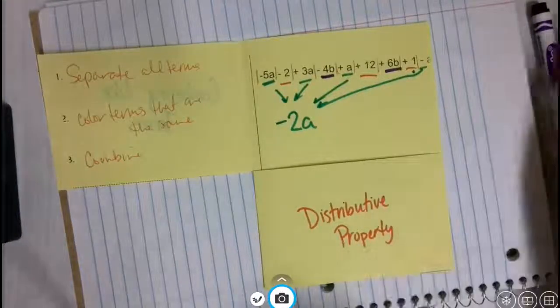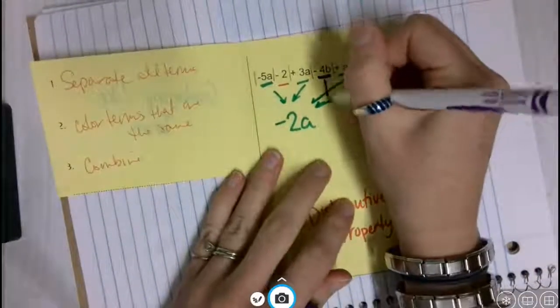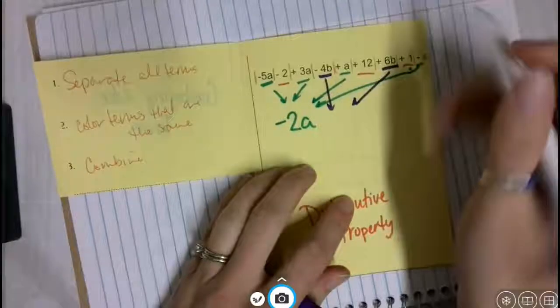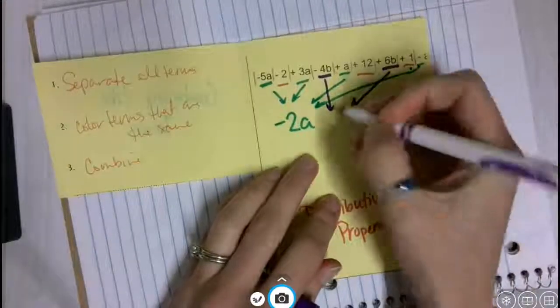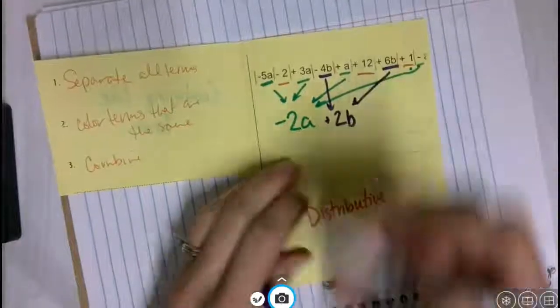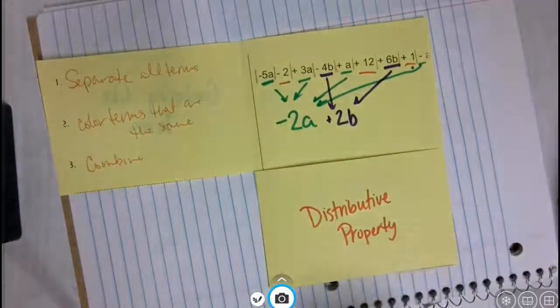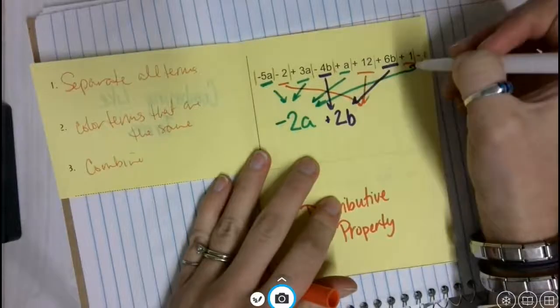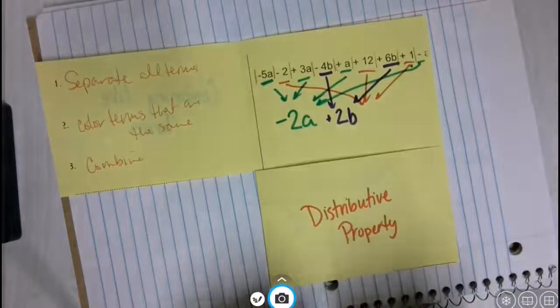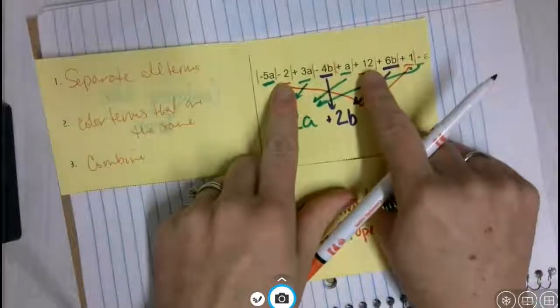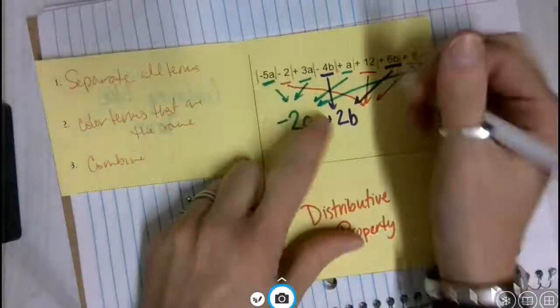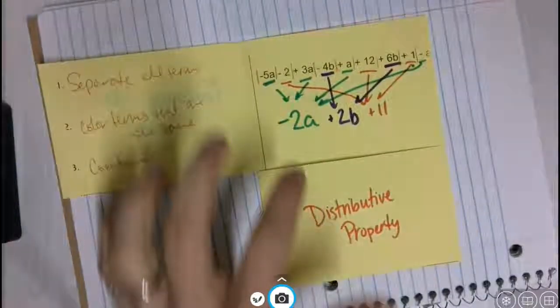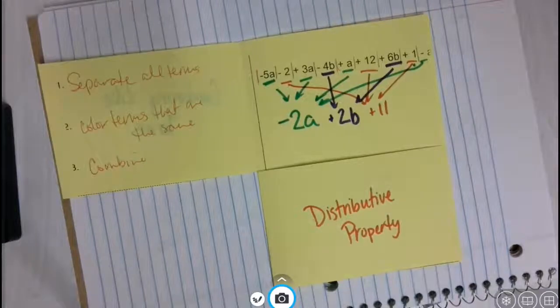So then I'm going to look at my b's. And I see I have these two. And when I combine a negative 4 plus 6, I end up with a positive 2b. And then I can look at all of the things that didn't have a letter with them, all of my constant terms. And those are all right there. So I know I have a negative 2 plus 12, which gives me 10, plus 1 more, which is plus 11. So now I've combined all of the different terms and all of the different things that go together.